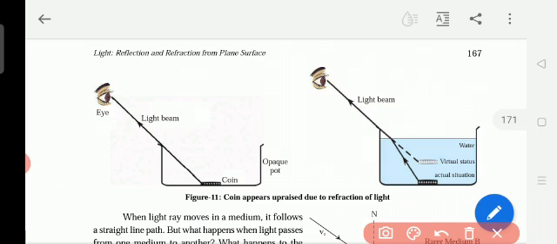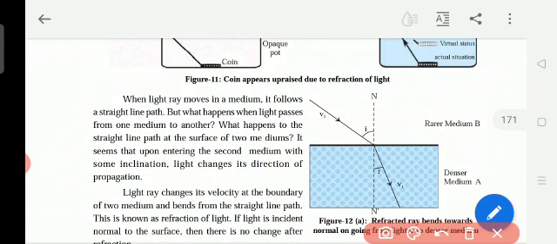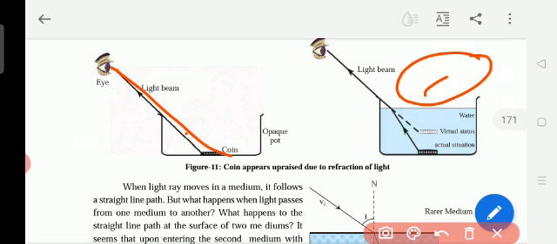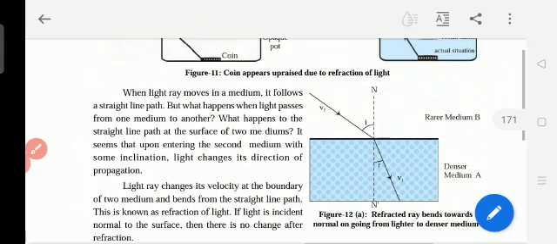And then the next one we see here. When a light ray moves in a medium, it follows a straight line path. But what happens when light passes from one medium to another medium? Now you see here, when light is passing here, water is not there, so there is only one medium and it travels in a straight path. But when there are two mediums, the rarer medium, air, and from air the light goes to the other medium, that means it travels in the water. So what happens here when it travels from one to the other?